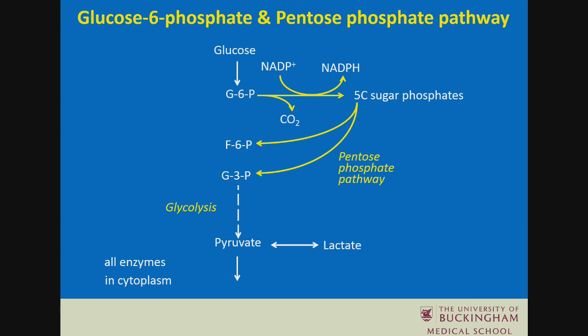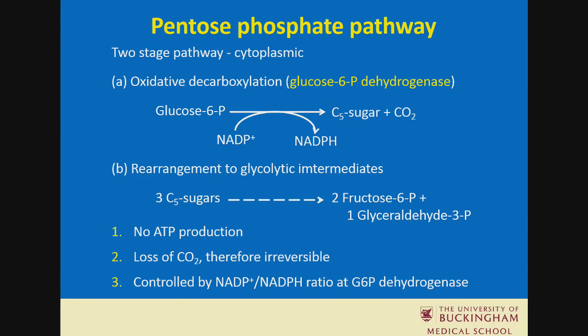The byproducts of this are 5 carbon intermediates, and also 3 carbon intermediates that actually feed back into glycolysis. So apart from the loss of some carbon dioxide, most of the carbon actually works its way back into glycolysis. So again, this is occurring in the cytoplasm, just like glycolysis. The first stage then is what's known as an oxidative decarboxylation. There's an enzyme called glucose 6-phosphate dehydrogenase, and that is the first step that catalyses the production of 6-phosphogluconolactone from the glucose 6-phosphate, detail that you don't need to know, which can in turn be converted to a 5-carbon sugar with the loss of carbon dioxide.